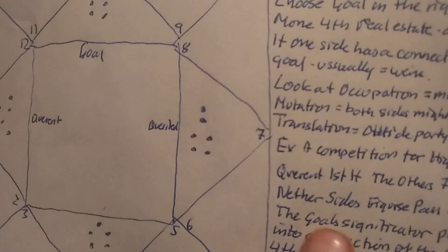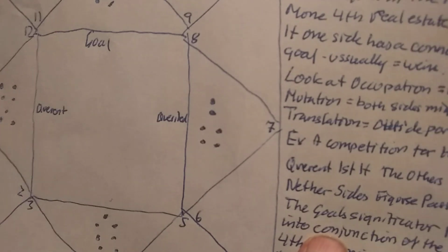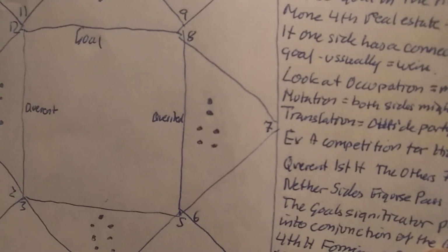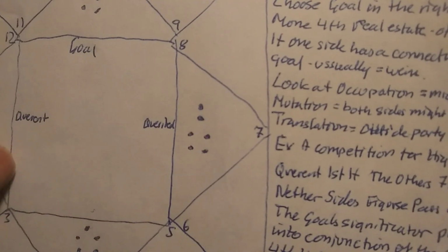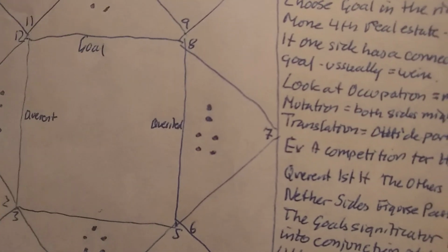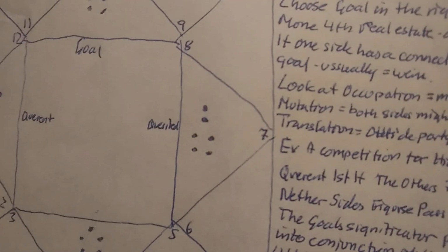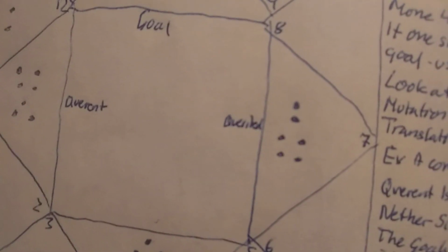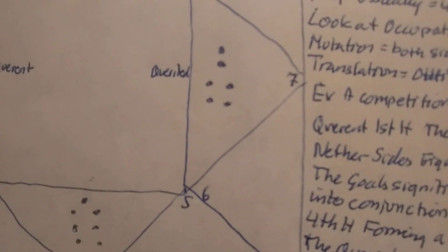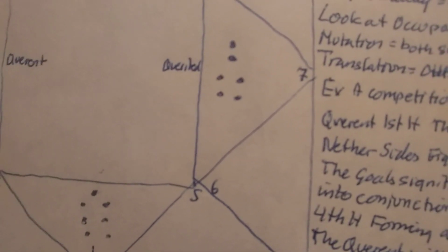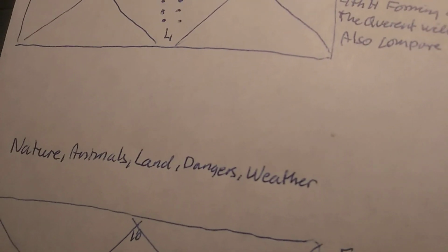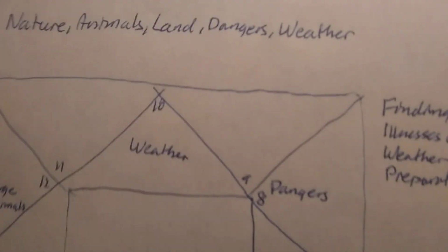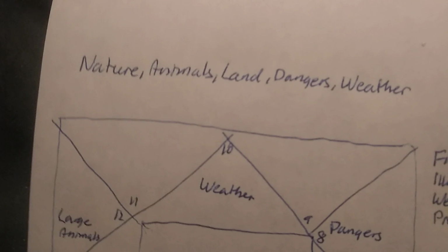And neither side's figures pass anywhere. The goal significator passes to the 12th house, which comes into conjunction with the querent here, and also to the 4th, forming a square with both sides. So the answer here would be that the querent will get the position but with some trouble. Also compare the planetary connection of the figures, and then you can go further with the inner and outer elements and so forth.